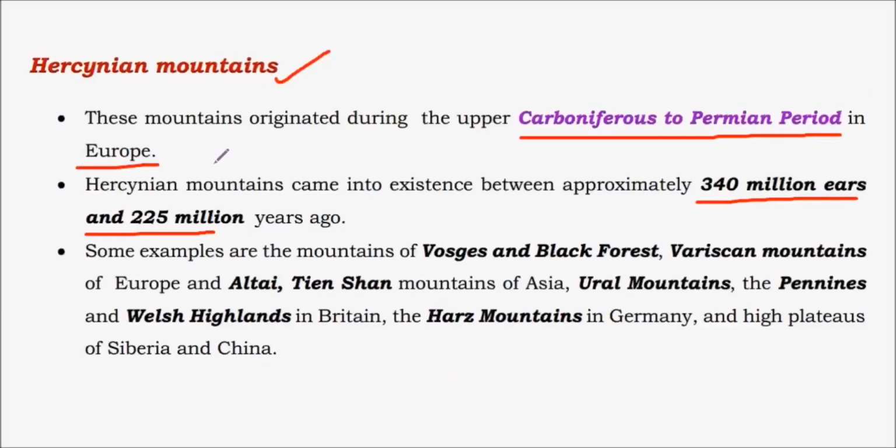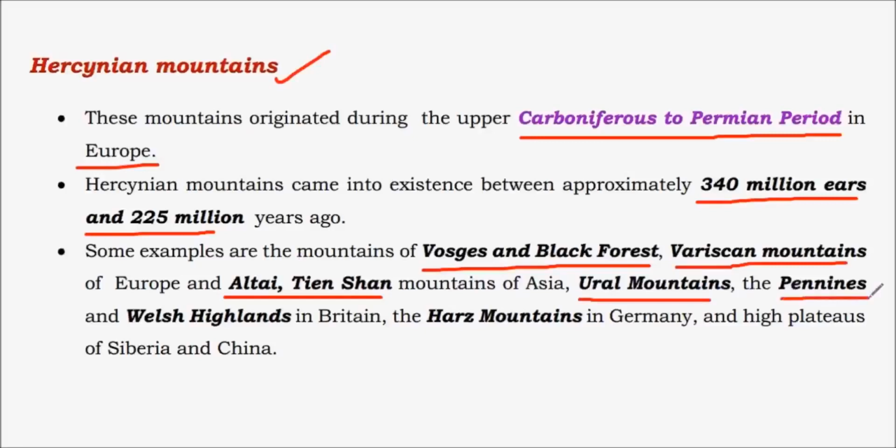Much of them are very small peaks or sometimes remain as small plateaus, etc. Some examples are the Vosges and the Black Forest, which we have seen. The Vosges is a part of northeastern France, and the Black Forest mountains are part of western Germany. And there are other mountains like the Variscan mountains, which are also part of Europe. Altai and Tian Shan, we have seen the location of these mountains too. These mountains are part of the Armorican mountain building process.